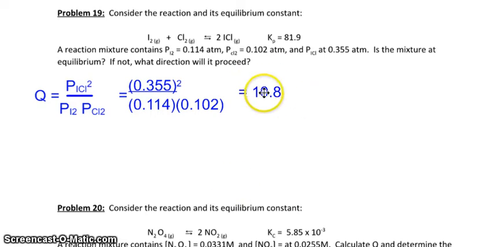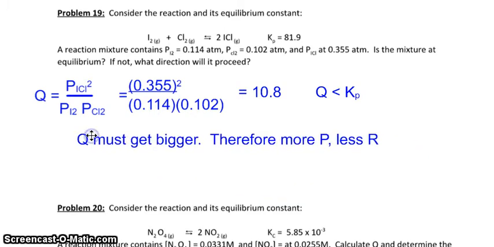So let's compare 10.8 versus 81.9. What's happening here? Q is what? Think about it. Write it down. Q is less than K. So now what? We need to make Q bigger. How do we increase this value? How do we increase the 10.8? Well, look over here. What has to get bigger? The products or the reactants? What has to get bigger? Well, hopefully you figured it out.